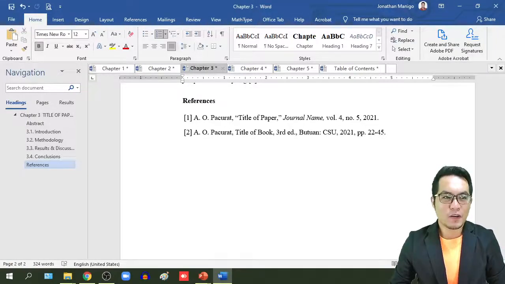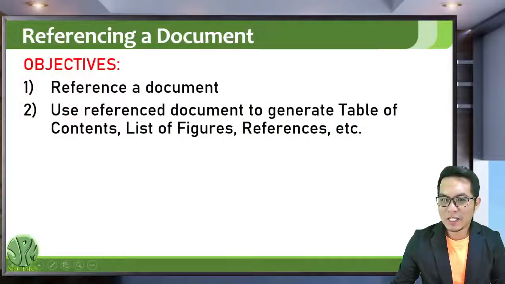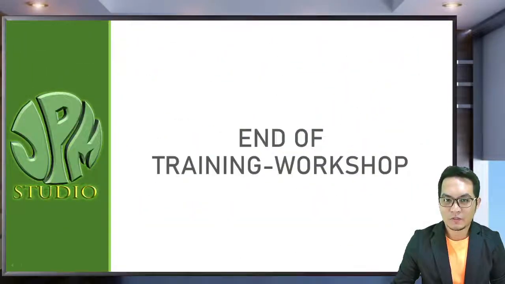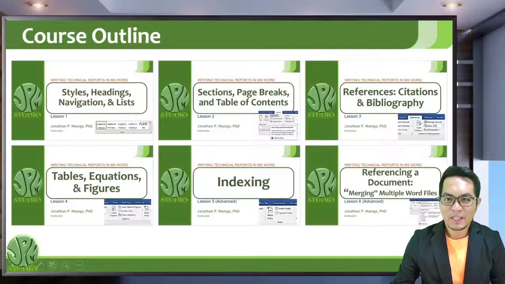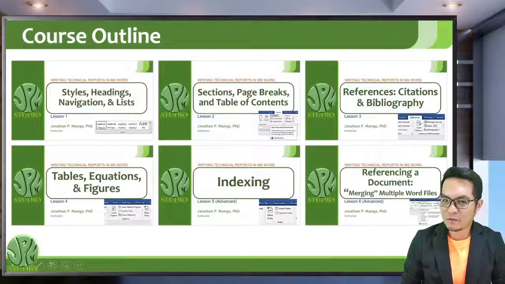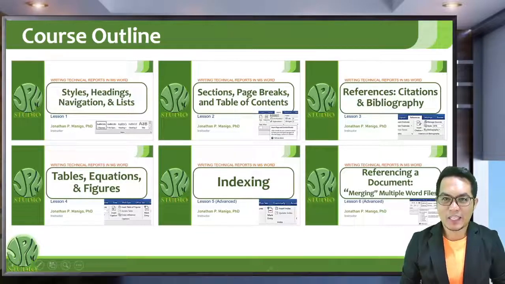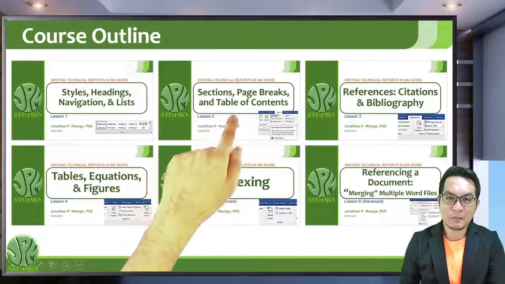So that's it for this course. So basically, as a recap, that's the end of the training workshop. So as a recap, this is our 6 lessons. In lesson 1, we applied styles and headings to our document so that it can be easily navigated, and we defined a multi-level list. In lesson 2, we talked about section, page breaks, and how to generate table of contents.